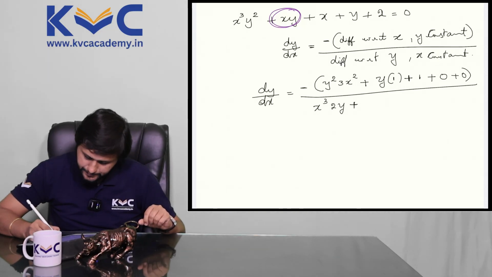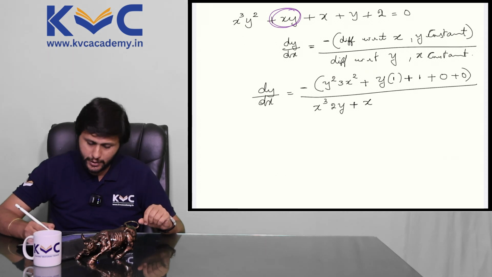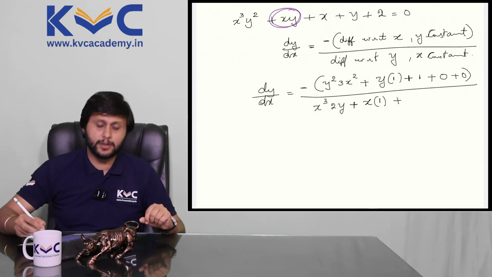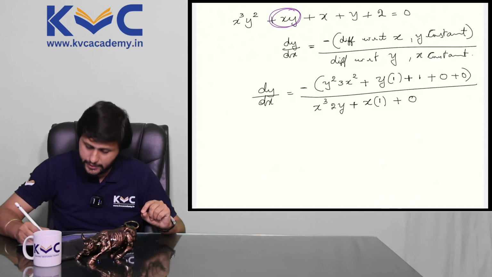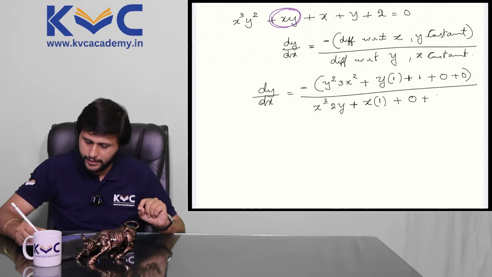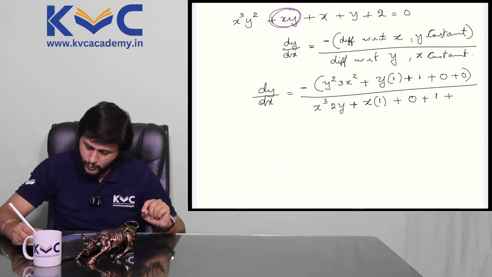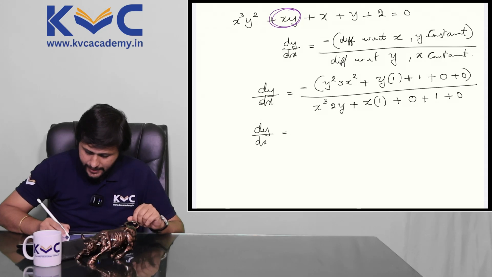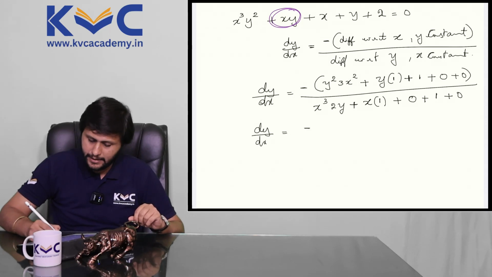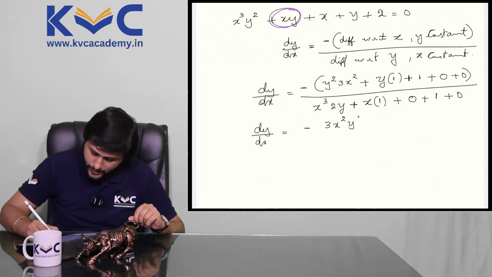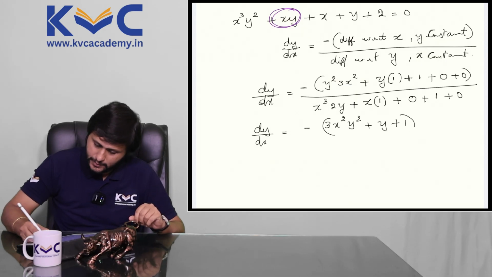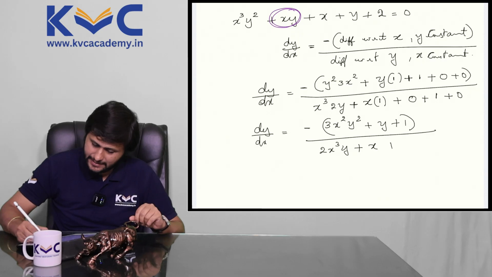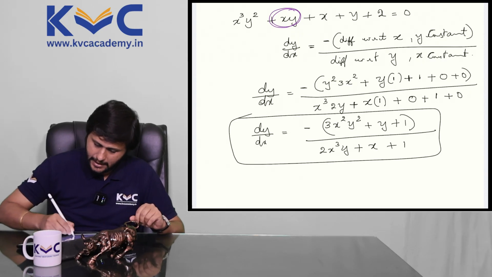Plus, now again x is constant. Differentiation of y is equal to 1, plus differentiation of x, remember x is constant, 0. Differentiation of y with respect to y now is equal to 1. Differentiation of 2 equal to 0. Finally, we'll just do a little bit of simplification. Left hand side we have dy by dx equal to minus sign outside. We'll simplify 3x square y square plus y plus 1, all divided by 2x cube y plus x plus 1. And this is the answer.